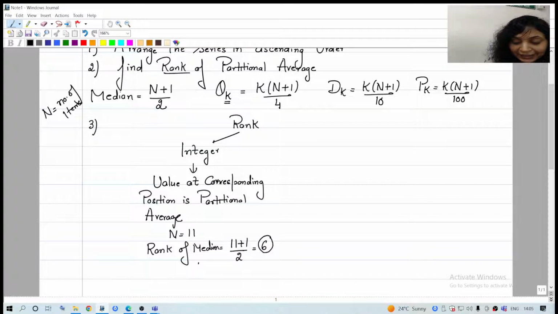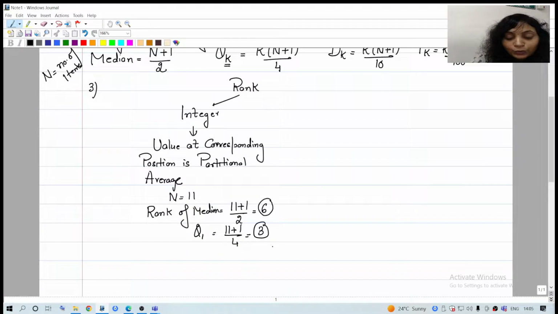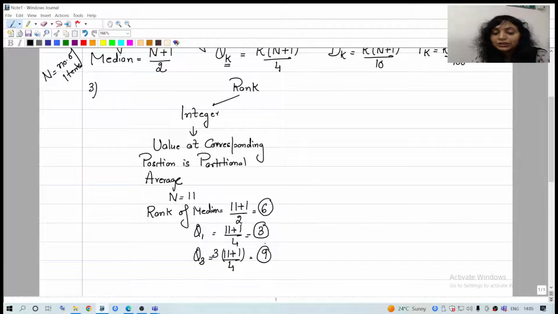Similarly, if we are finding Q1, that means (11 plus 1) by 4, that means 3. The third item is your quartile Q1. If we are finding Q3, then it becomes 3 into (11 plus 1) by 4, that means 9. That means the 9th item is your Q3. So this is the scenario when rank is an integer value.